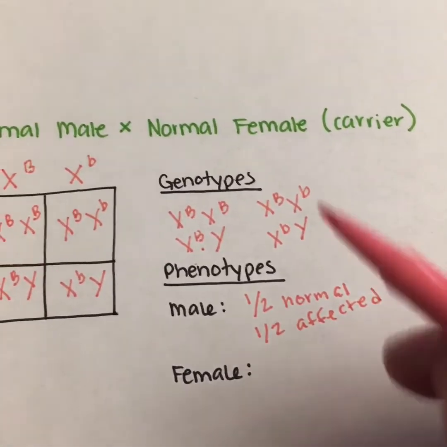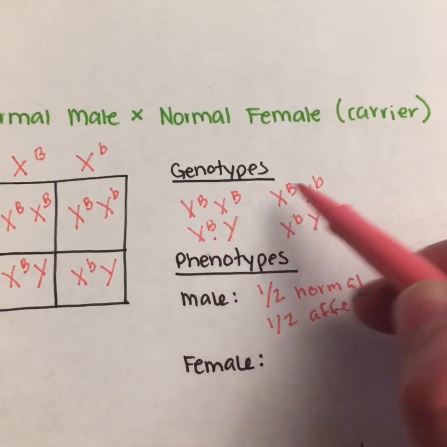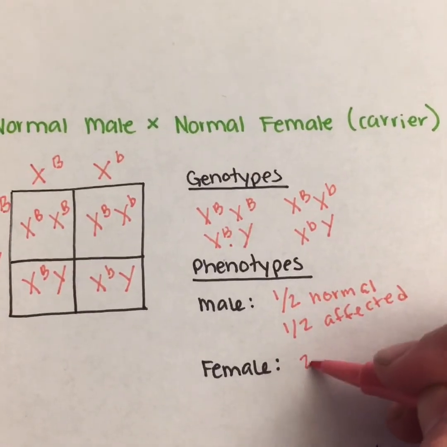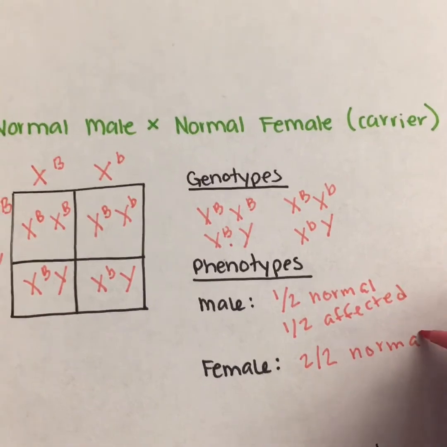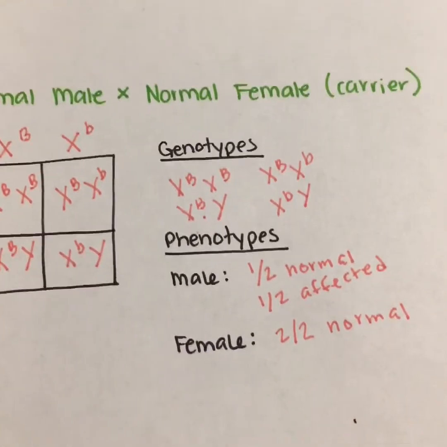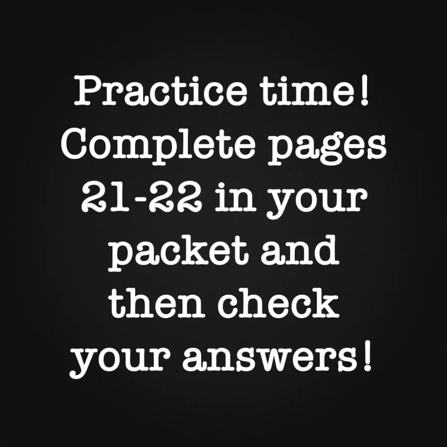For females, if we look here, this one is homozygous normal, and this one is heterozygous, but it's a carrier. So we can say 2 out of 2 are normal. We could also write 1 out of 2 normal and 1 out of 2 carrier, and that would also be correct.